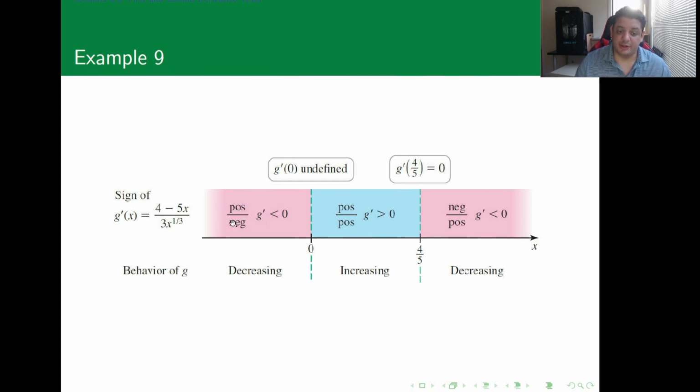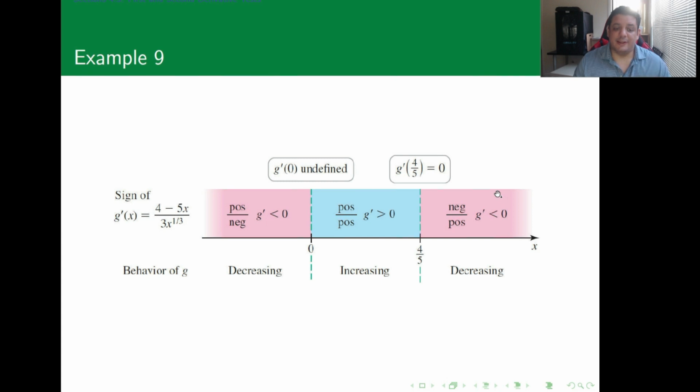We're going to pick some values to test what the signs are. You're going to notice that g prime from minus infinity to 0 is going to be negative, because you have the top being positive and the bottom being negative. From 0 to 4 over 5, the quotient is positive because they're both positive. And from 4 over 5 to infinity, the top is negative and the bottom is positive, giving me a g prime that is negative.